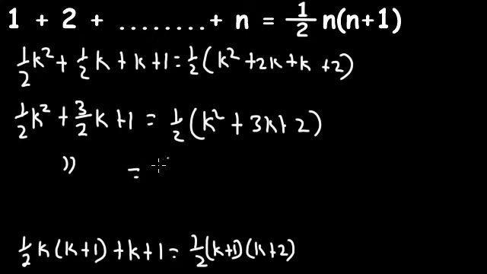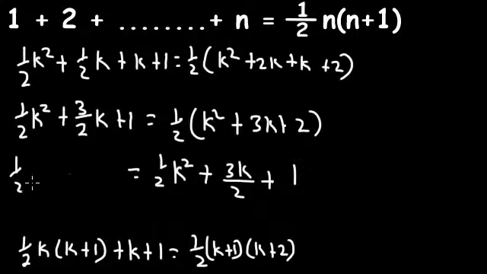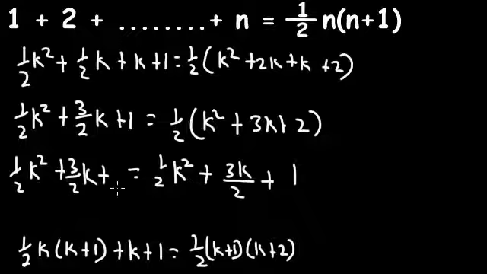We can proceed more forward. So let's expand the right hand side. So we have 1 over 2 k squared plus 1 over 2 times 3k, that's 3k over 2, plus 1 over 2 times 2, that's just 1. So I'll write this back. Is our result the same? What would you say? 3 over 2k plus 1.